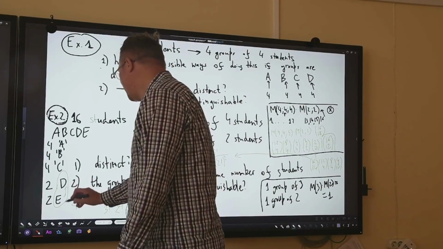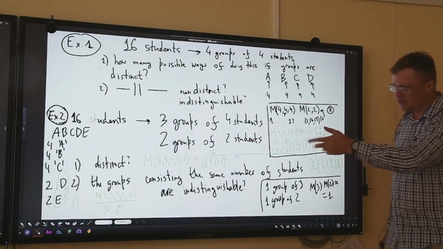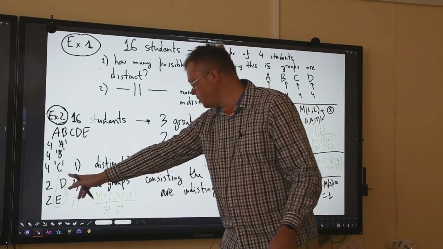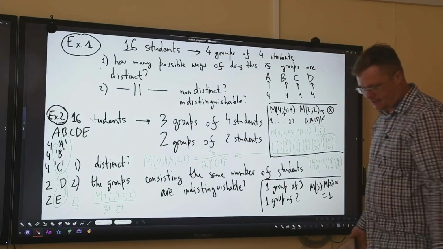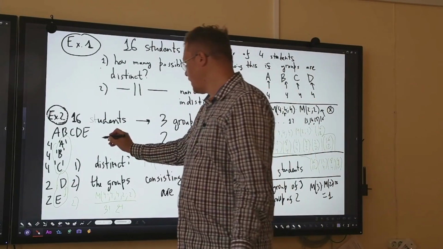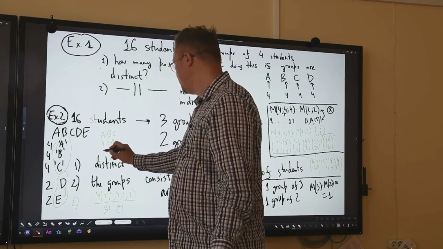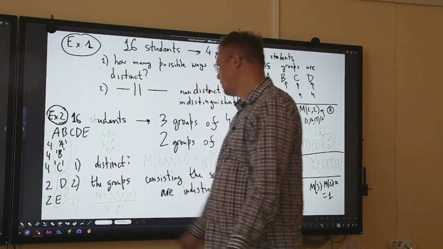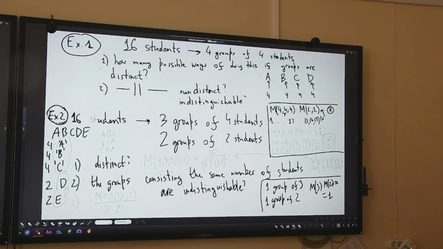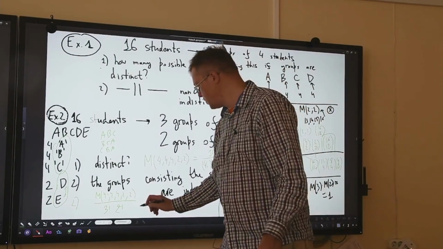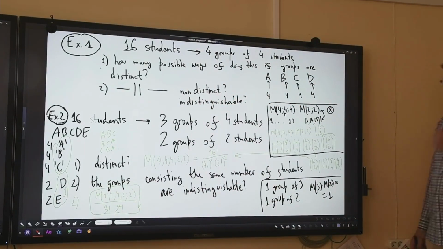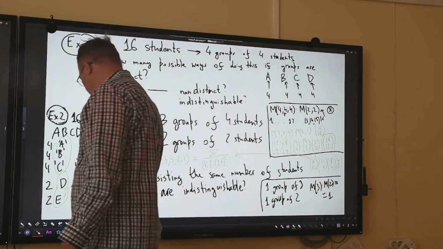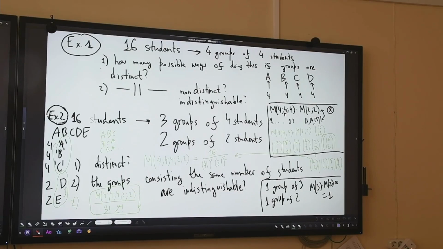So if I make them indistinguishable, I can't forget about the permutation of D and E, so I will count them twice. And for these 3 groups, I count them six times because I have ABC, BCA, CBA, etc. 6 possible permutations of these 3 groups. So I need to divide by 3 factorial and 2 factorial. So this will be the correct answer for the second task. Any questions?